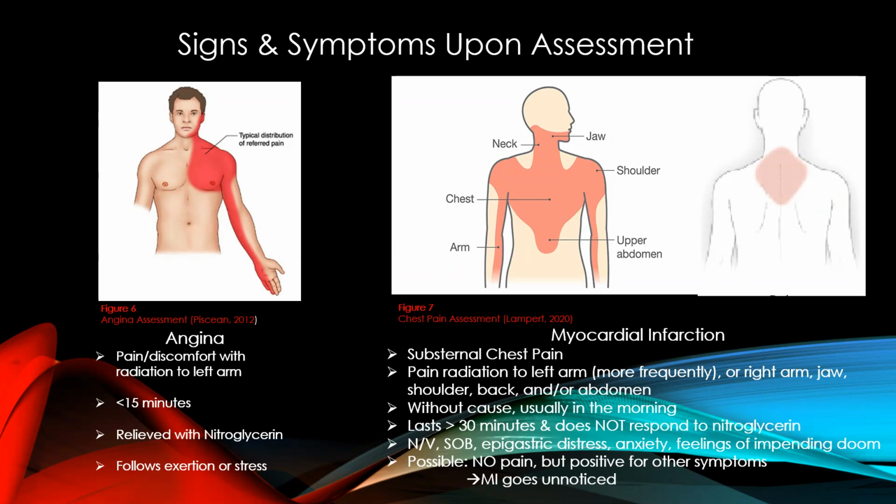Signs and symptoms of myocardial infarction include substernal chest pain or pressure that radiates to the left arm, pain in the jaw, shoulder, back, and abdomen, pain that occurs without a cause, typically in the morning, pain lasting 30 minutes or more, nausea, vomiting, shortness of breath, feelings of anxiety or impending doom, and epigastric distress.